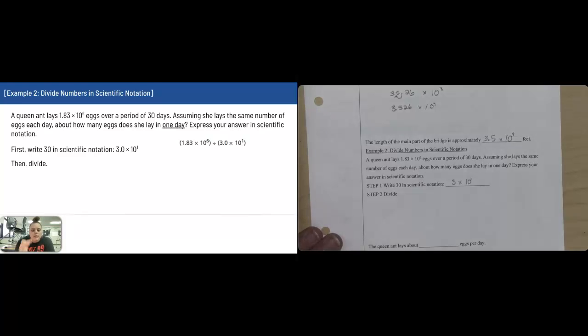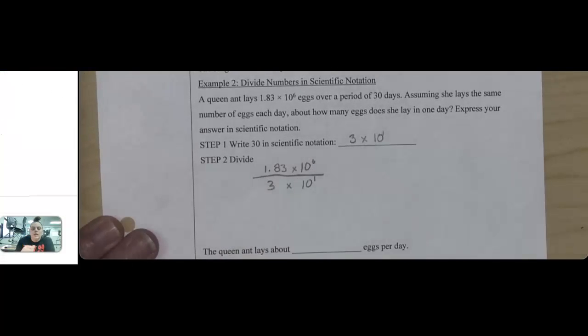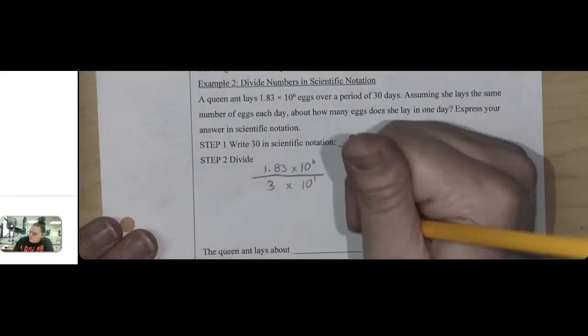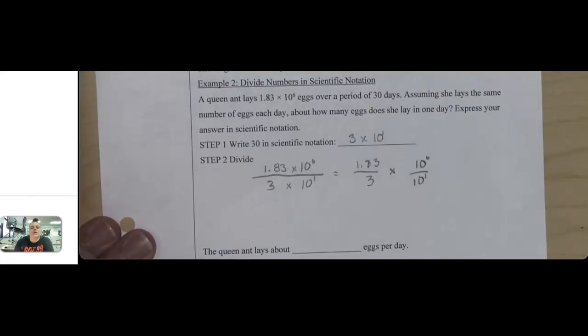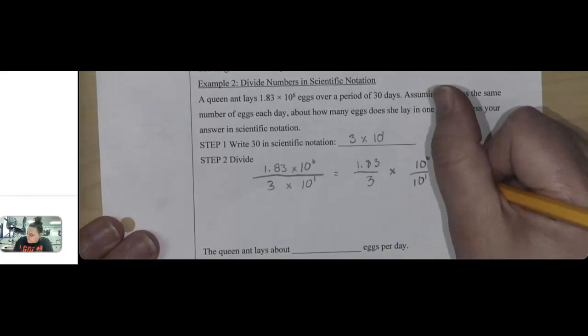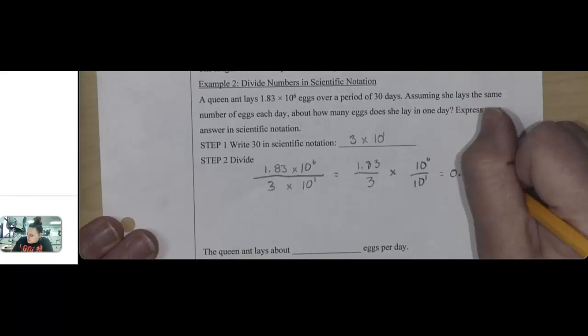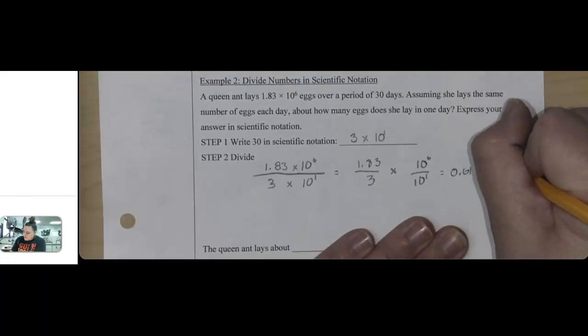Now we divide. So we're going to have 1.83 times 10 to the 6th divided by 3 times 10 to the first. We'll rewrite that as a fraction. Because when we rewrite that as a fraction, we can split that up and divide each part individually. Now we can divide those first numbers and use our exponent rules with the second numbers. 1.83 divided by 3 is 0.61, and 10 to the 6th divided by 10 to the first, well, we'll do 6 minus 1 to get 10 to the 5th.